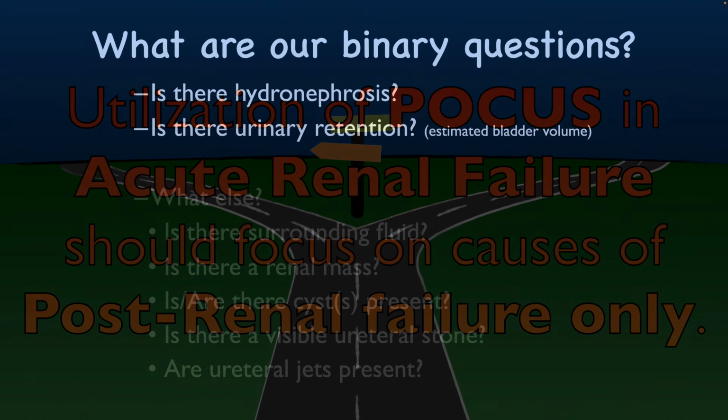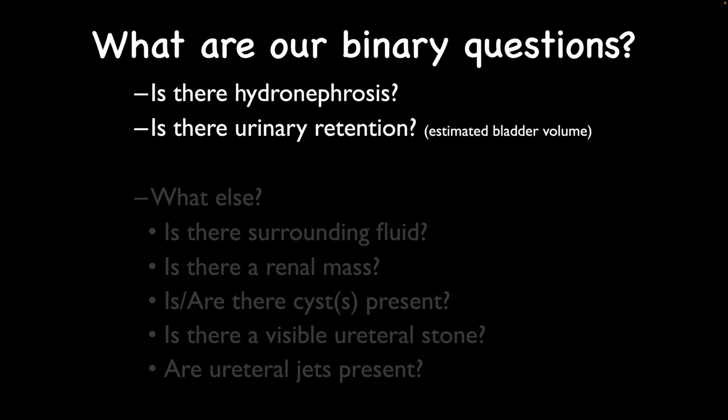So that brings us back to reflect on what the binary questions are. If you haven't had a chance to review the video on the sonographic anatomy of the GU tract, I would encourage you to go watch that. But this is taken right from that. And our binary questions really are: is there hydronephrosis, and is there any urinary retention? That is what we're concerned about for acute renal failure.